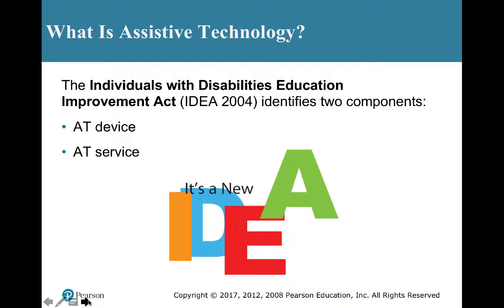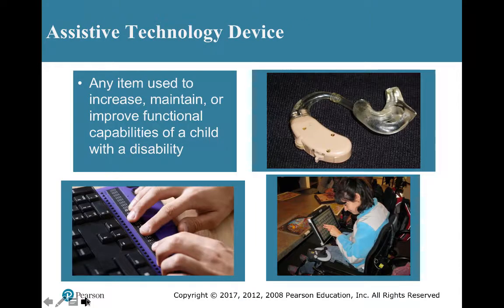So it's the actual device, and there's a lot that goes into the selection of an AT device for a child, but it's also the services needed to support the child in using the assistive technology. So we're talking about any device that increases, maintains, or improves functional capabilities of a child with disabilities. And these photos are just some examples, but really it's any technology that will support the independence of the child.